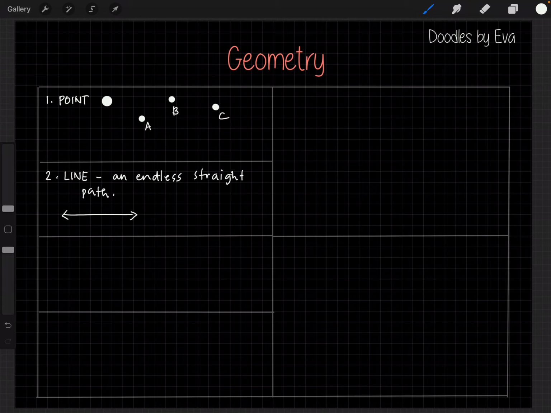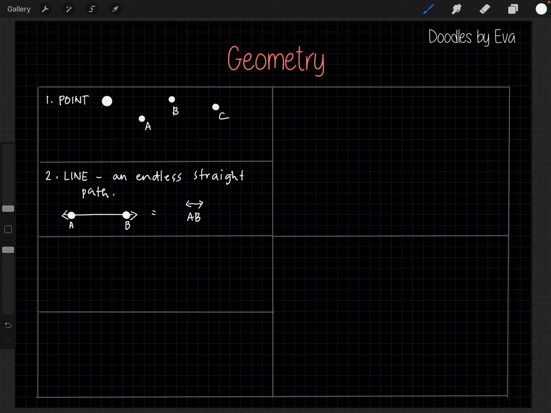Now let us put some points on this line. Okay? And then let's label them point A and B. Now, we call this line AB. That's how we're going to write it.